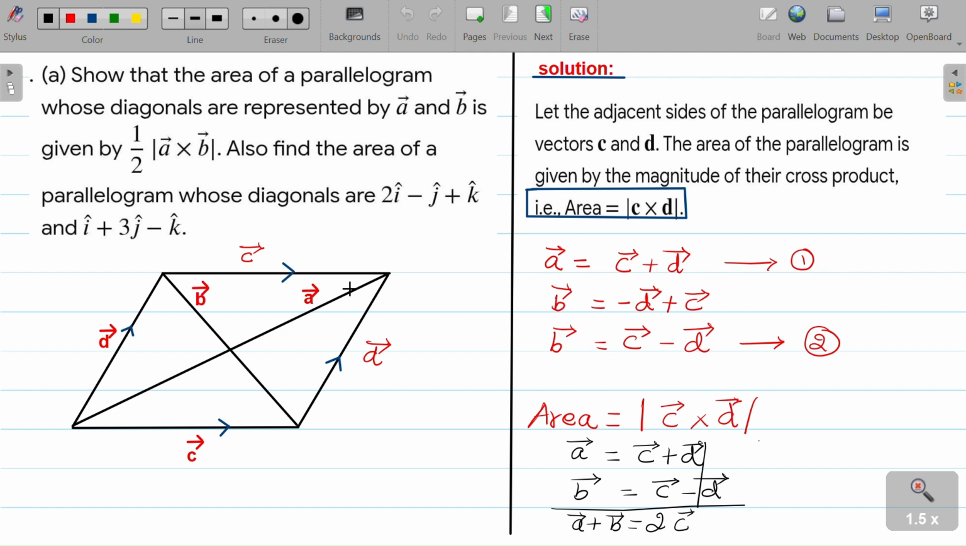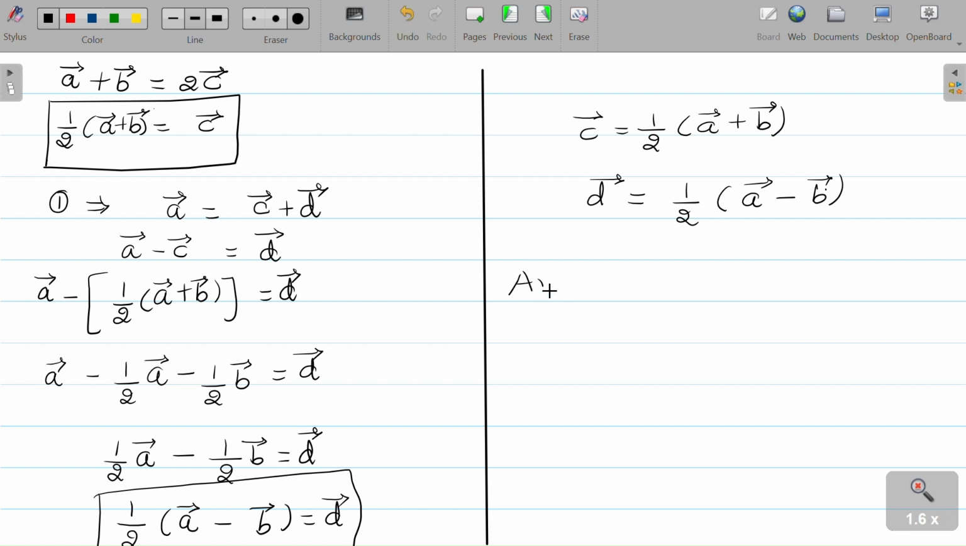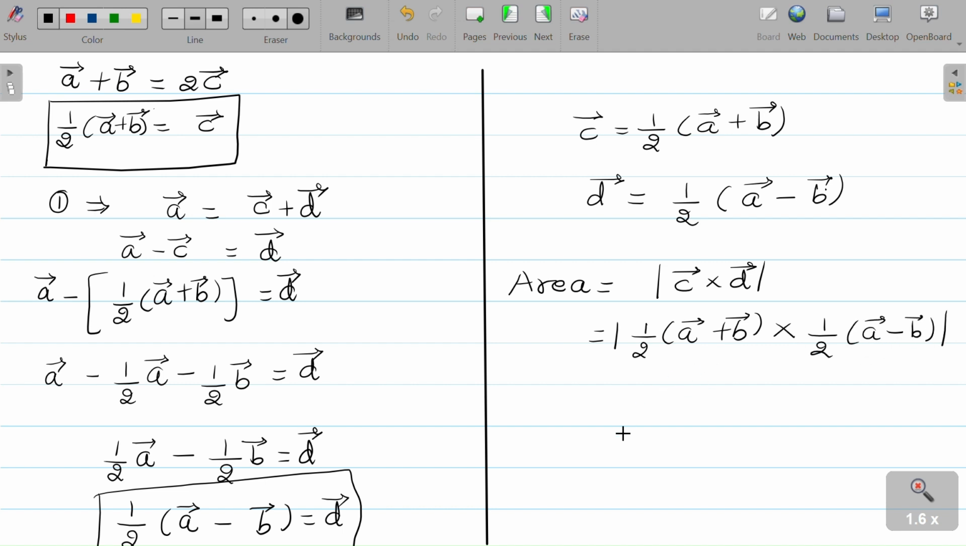Area is equal to modulus of C vector cross D vector. So what is C vector? My C vector is going to be half of A vector plus B vector. So half of A vector plus B vector cross the D vector, half of A vector minus B vector. If you cross product it, 1 by 2 into 1 by 2 will become 1 by 4. So the modulus of 1 by 4 will be out.